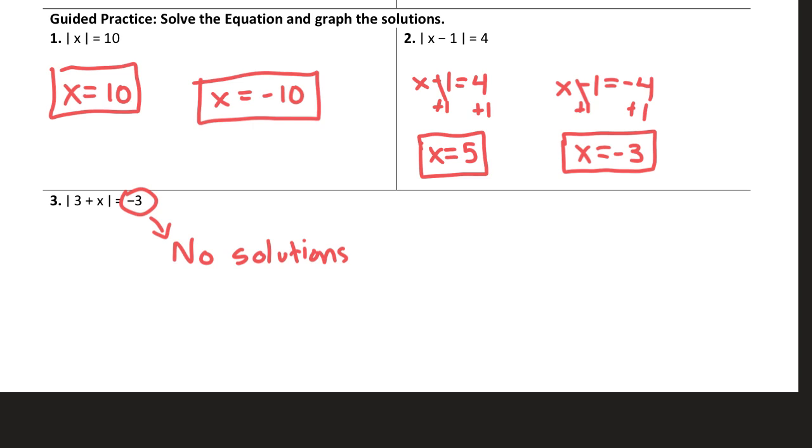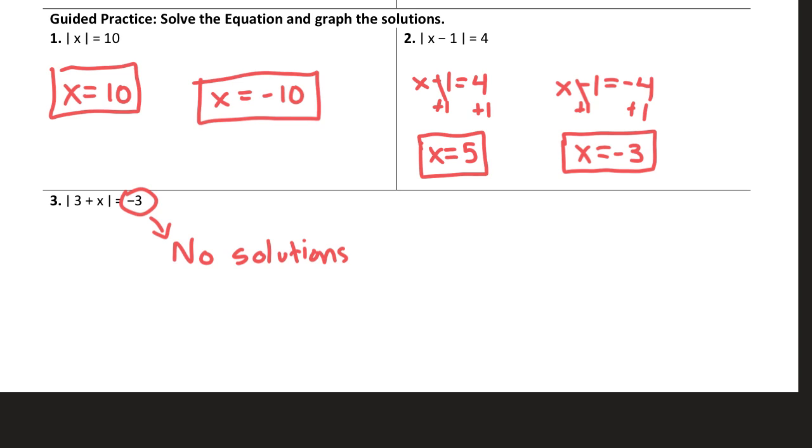Okay, so for these three examples, the absolute value of x is 10. So it's saying the absolute value of which numbers is 10. And if you think about it, it should make sense. The absolute value of 10 is 10, so 10 is a solution. The absolute value of negative 10 is also 10, so negative 10 is also a solution.